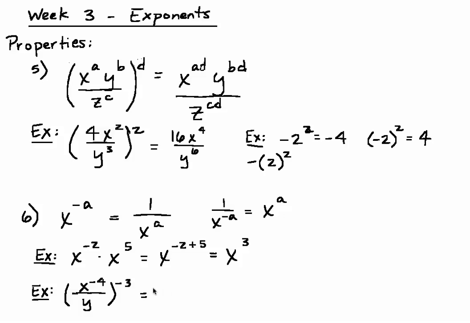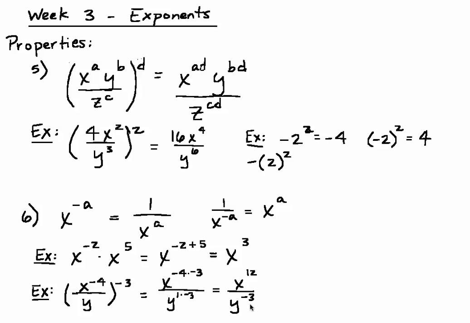And in our second example, we're raising everything inside parentheses to the negative 3rd power. And when we raise a power to a power, we multiply. So that's x to the negative 4th times negative 3. And y to the 1st power times negative 3. That is x to the positive 12. And y to the negative 3.